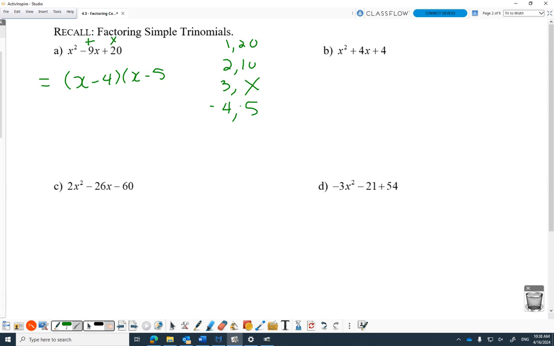Could you write x minus 5, x minus 4 instead? Yes. Same thing. We go again. One more easy one. Two numbers that multiply to 4 and add to 4. So easy it's hard.